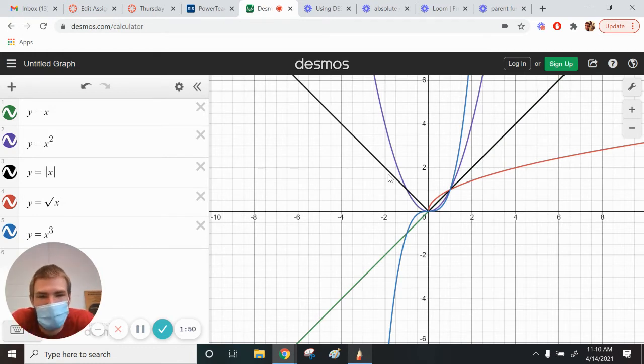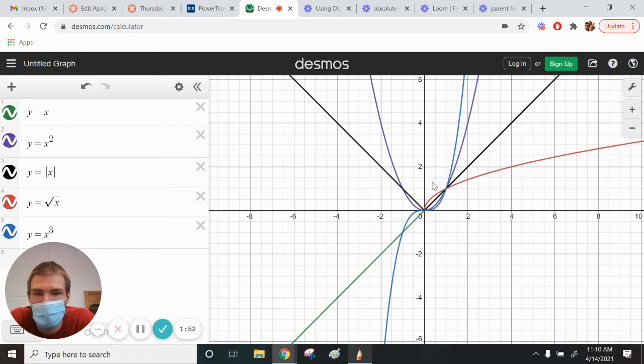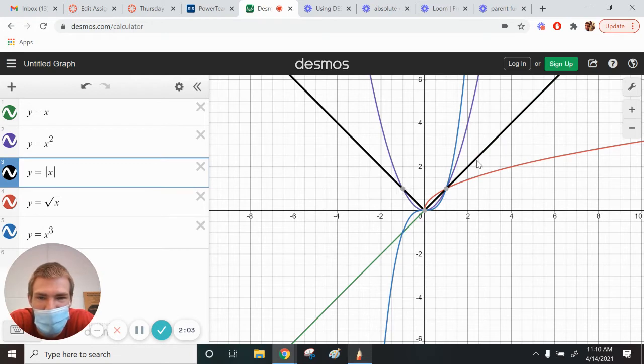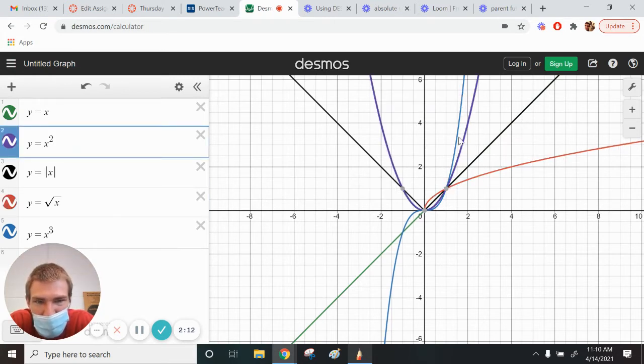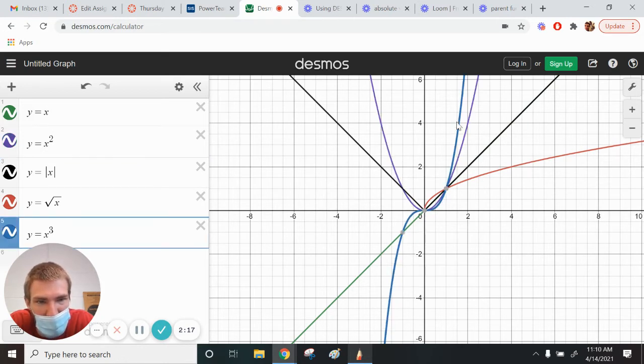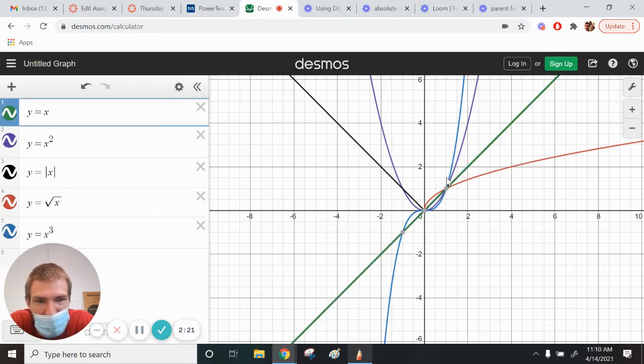And so as you've typed these 5 in, what I'm looking at here is all 5 parent functions. And luckily Desmos has 5 different colors, so this looks beautiful. I've got a black graph, which is a V. That's an absolute value. I've got a red graph. Now, your colors are probably different. But my red graph is a square root. My purple graph is a quadratic, a parabola, a U shape. My blue graph is my little swerving cubic. And then I've got my green line, which is a linear line.